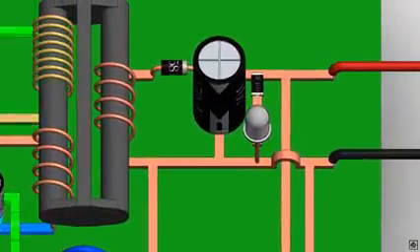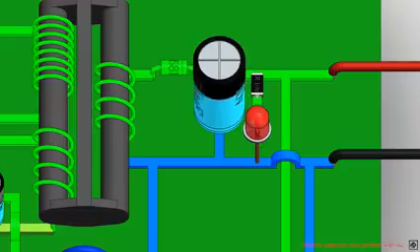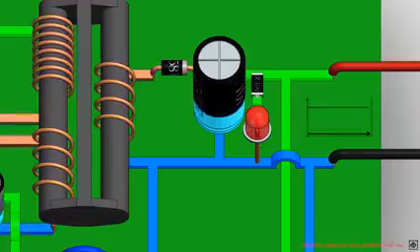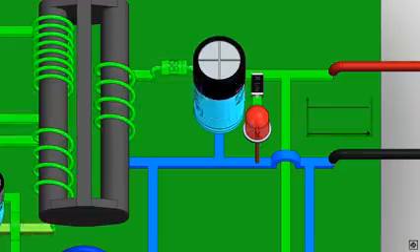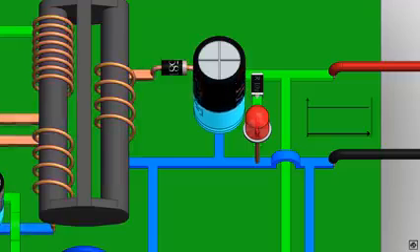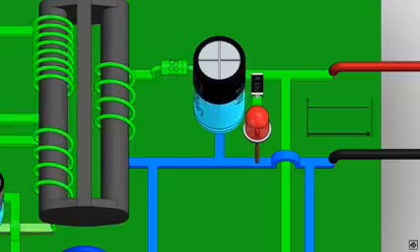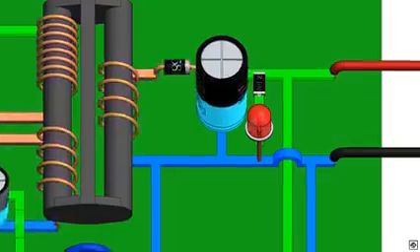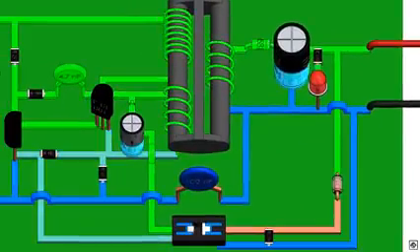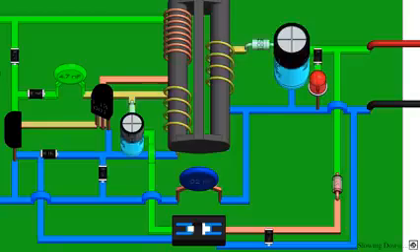The current is also induced in the secondary winding. This is converted to DC by a Schottky diode and a filter capacitor. It is indicated by the LED. But what if the voltage is more than 5 volts? Hence we have a feedback circuit.